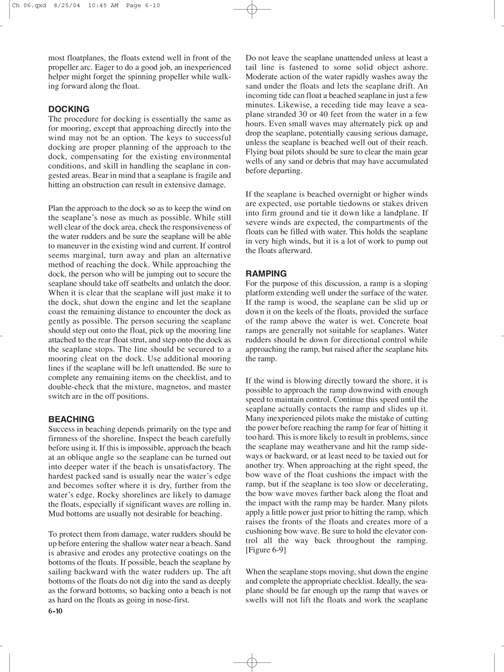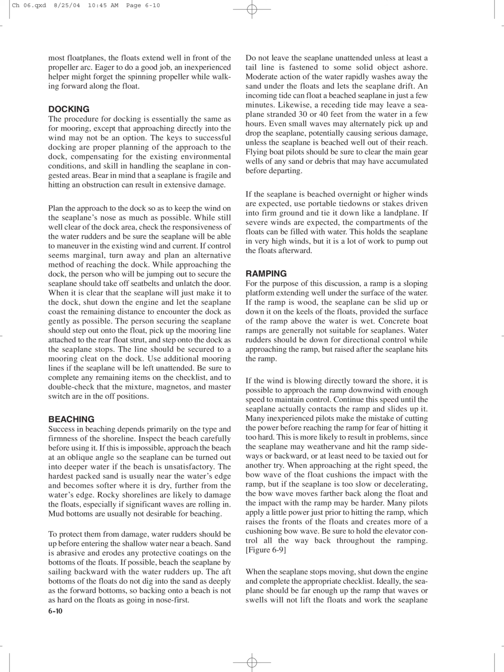Flying boat pilots should be sure to clear the main gear wells of any sand or debris that may have accumulated before departing. If the seaplane is beached overnight or higher winds are expected, use portable tie-downs or stakes driven into firm ground and tie it down like a landplane. If severe winds are expected, the compartments of the floats can be filled with water. This holds the seaplane in very high winds, but it is a lot of work to pump out the floats afterward.